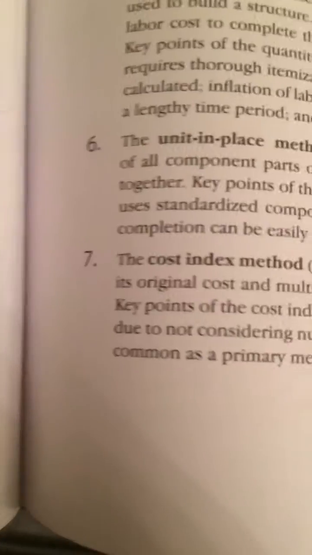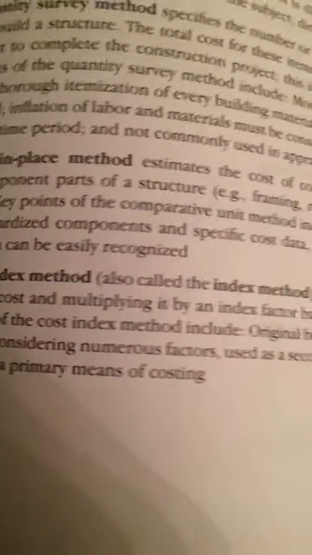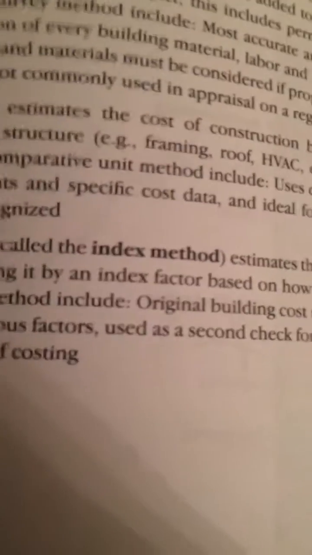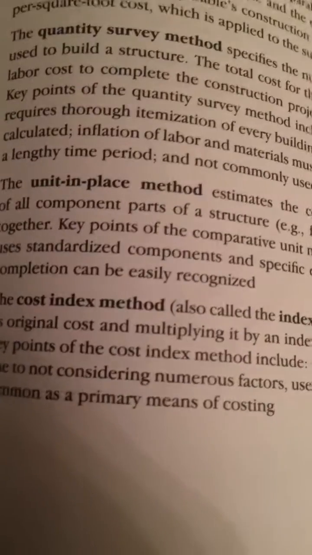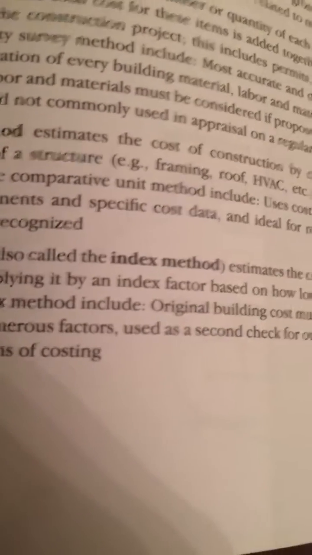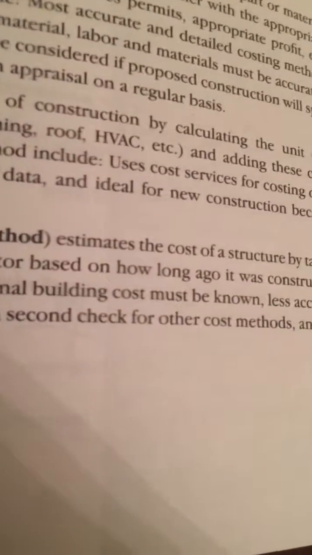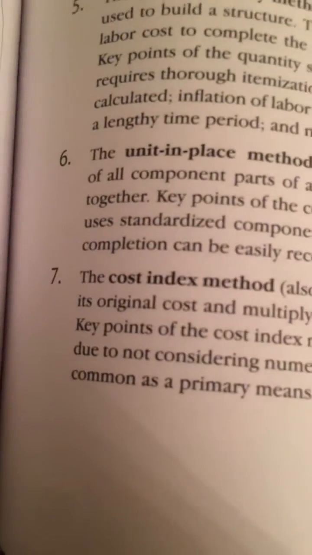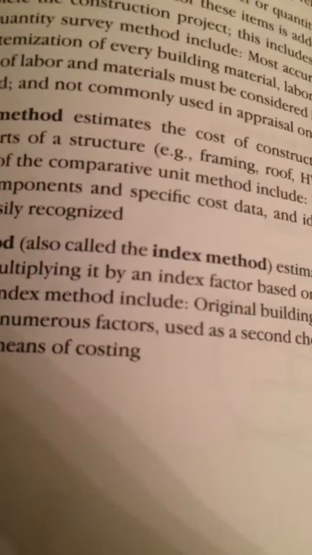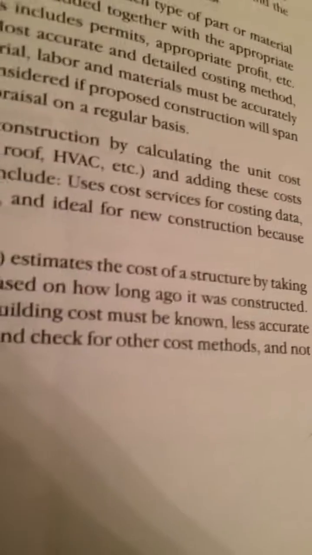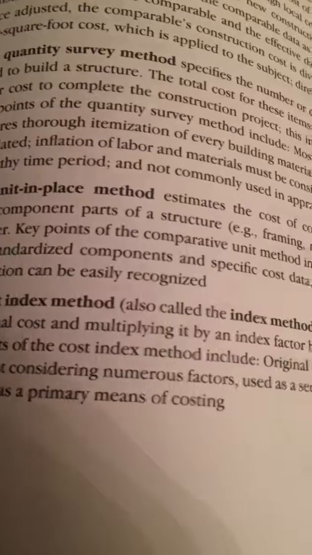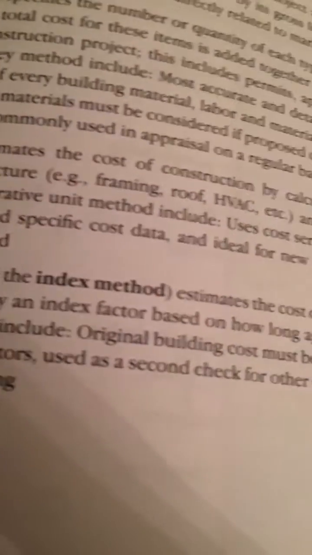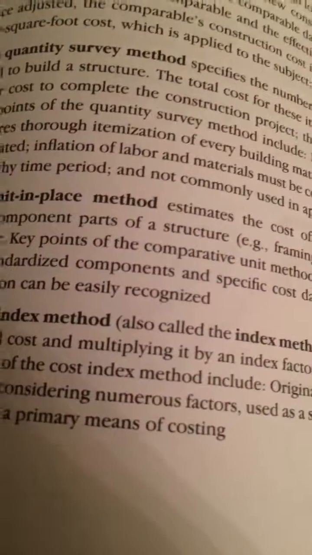Number 7, the cost index method, also called the index method, estimates the cost of a structure by taking its original cost and multiplying it by an index factor based on how long ago it was constructed. Key points of the cost index method include original building costs must be known, less accurate due to not considering numerous factors, used as a second check for other cost methods, and not common as a primary means of costing.